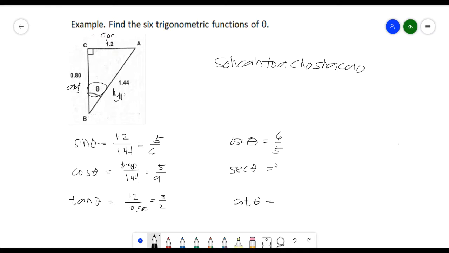And we also have the reciprocal of our cosine, which is the secant. So we have 9 over 5. And for the cotangent, that is 2/3. So basically, these are the 6 trigonometric functions that are asked from us to find. We have the sine theta, the cosine, the tan, the cosecant, secant, and the cotangent. So that is how we look for the trigonometric functions of our theta.